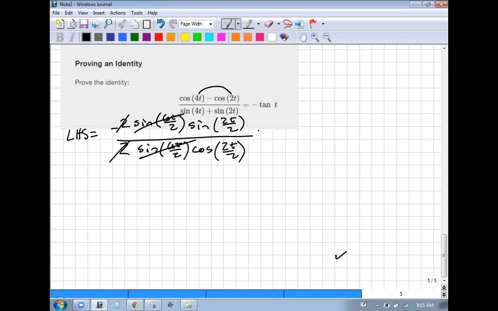When everything's multiplied together, we can. So those go away, and we have negative sine t over cosine t, which is exactly negative tangent, right? So if I'm trying to solve for t, I'd rather work with this than this, right?